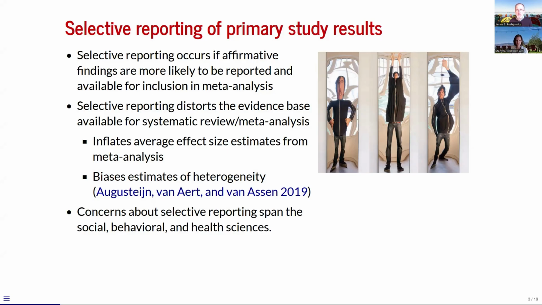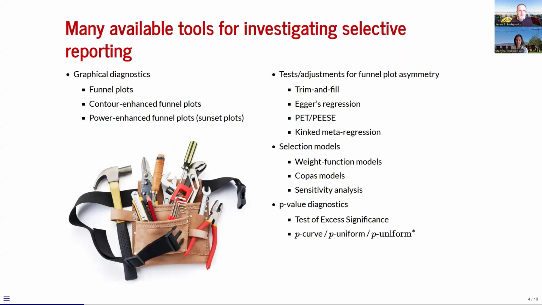For typical forms of selective reporting, we expect that average effect size estimates may be inflated relative to the true population values, and that selective reporting can also create bias in estimates of the degree of heterogeneity of effects. This is a long-standing problem, and there's evidence from lots of different research areas across the social, behavioral, and health sciences that selective reporting can be a concern for systematic reviews.